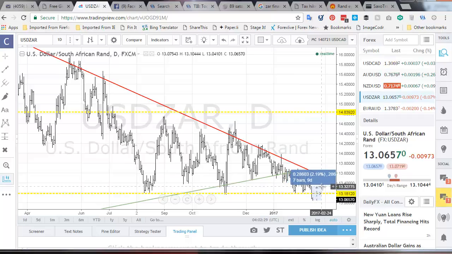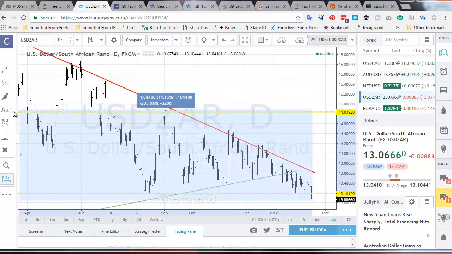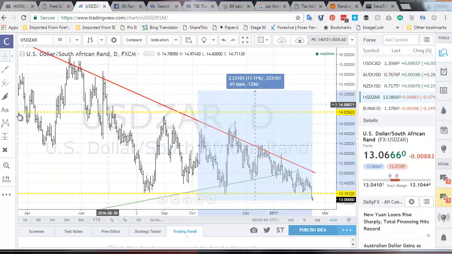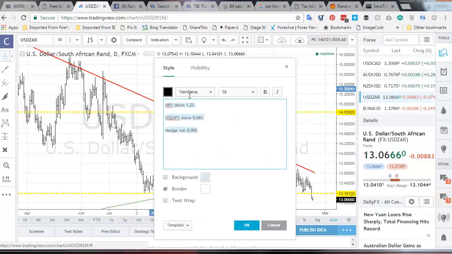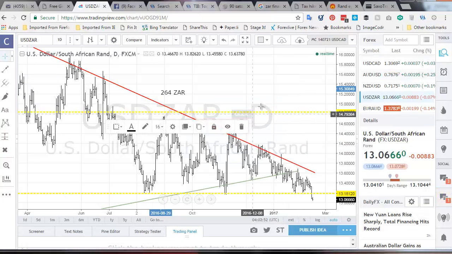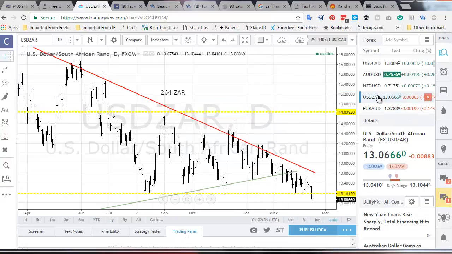The next thing I want to do is measure how big this move is. This move on the last day, it's gone up. The number on the right hand side there is 264. So 264 pips, or 2%. So let's just remember that number. I'm going to type it in here: 264 ZAR. So we're just going to remember that one.